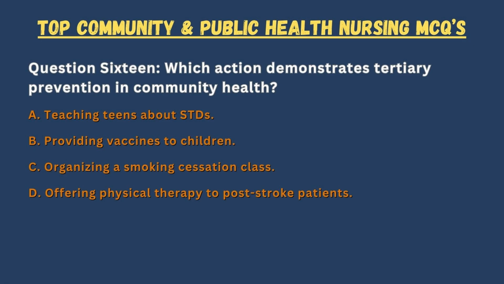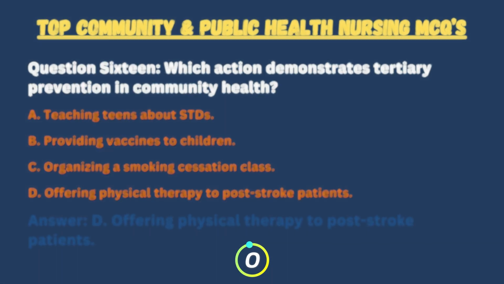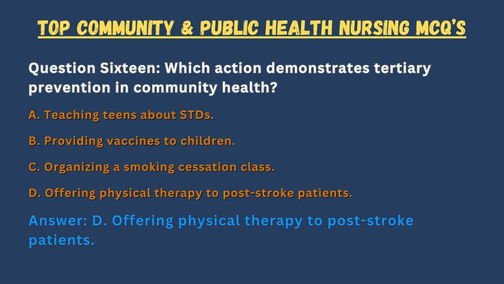Question 16. Which action demonstrates tertiary prevention in community health? A. Teaching teens about STDs. B. Providing vaccines to children. C. Organizing a smoking cessation class. D. Offering physical therapy to post-stroke patients. Answer. D. Offering physical therapy to post-stroke patients.